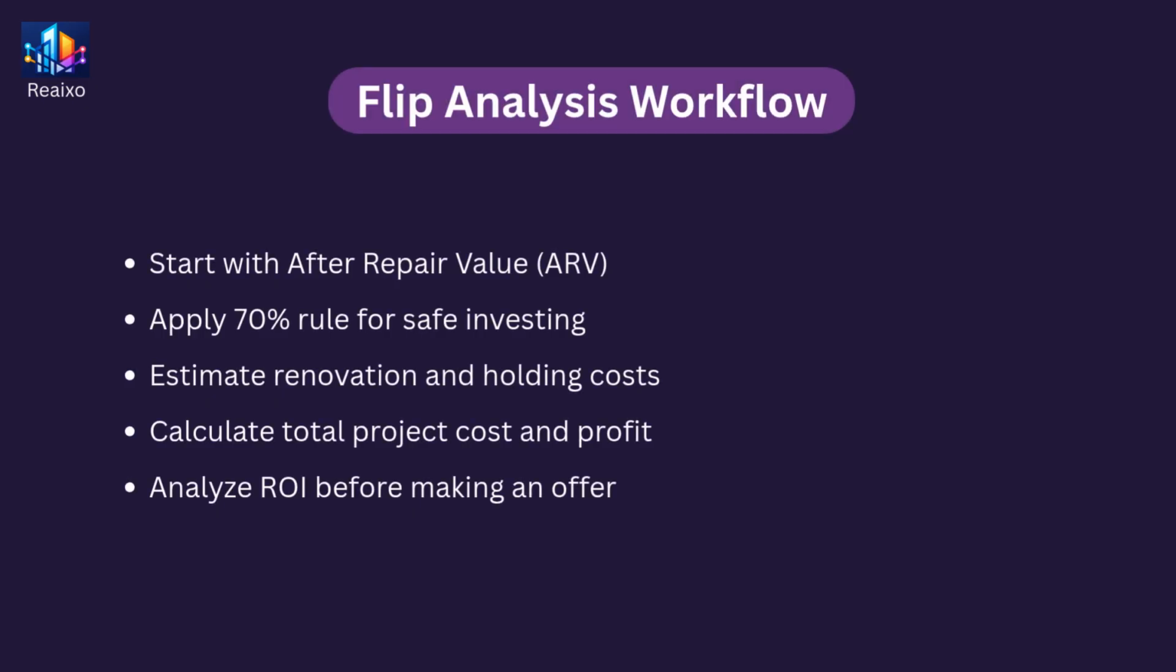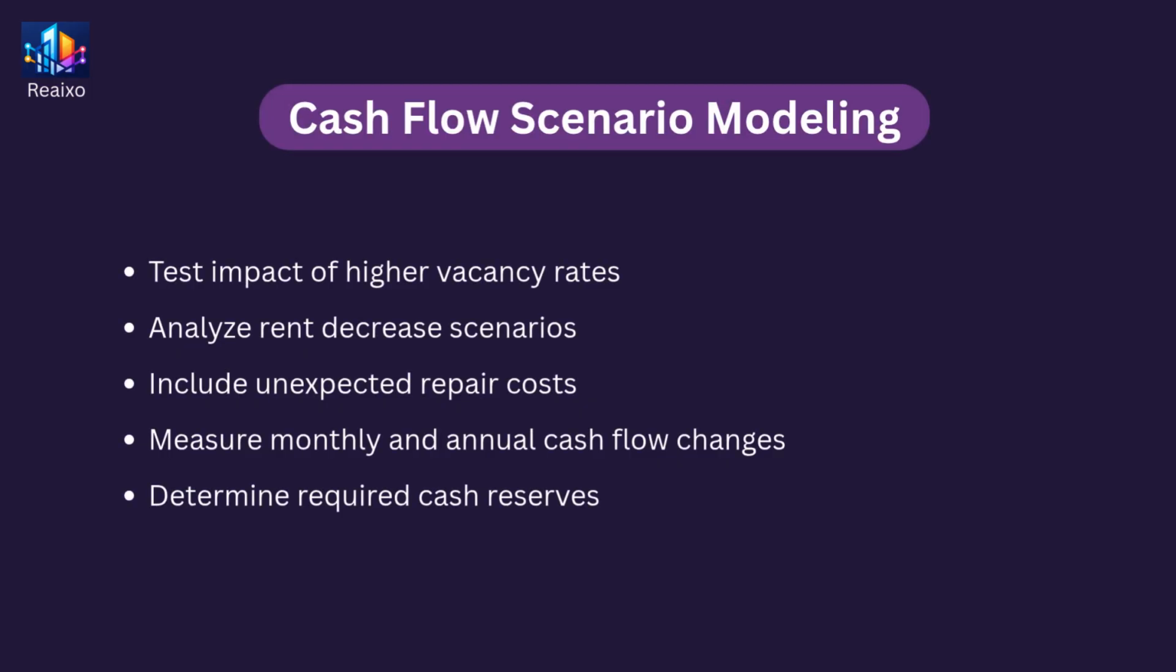Flip analysis workflow. Fix and flip investing relies heavily on accurate numbers, starting with the after-repair value. AI simplifies this by calculating the maximum allowable offer using the 70% rule, ensuring investors don't overpay. It also models total project costs, including financing, holding costs, and selling expenses, to estimate profit and return on investment. By stress testing different scenarios, such as cost overruns or lower than expected sale prices, AI helps investors make more informed and disciplined decisions.